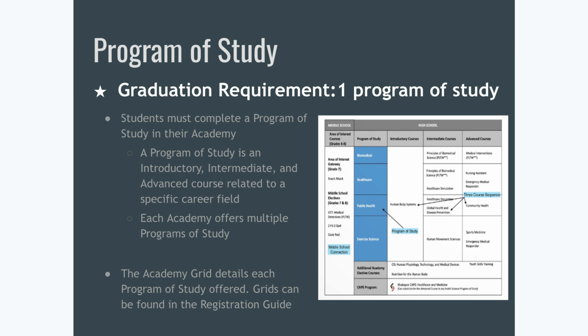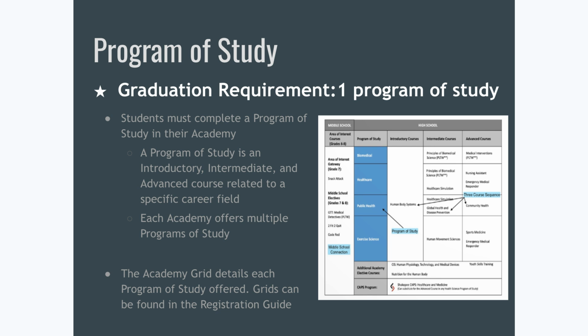And so there has to be an intro course, an intermediate course, and an advanced course taken in one of the programs of study. So if I were a health science student and I decided I wanted to go into, let's say, exercise science, then I would for sure have to take human body systems as my intro course. That's 1 quarter. Then I would take human movement science as my intermediate course. And then I could pick between either sports medicine or emergency medical responder for my advanced course. So that is a graduation requirement as well.